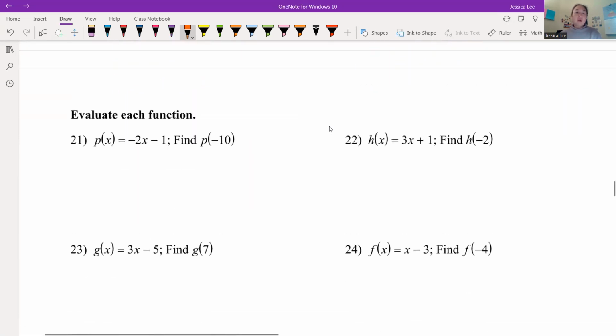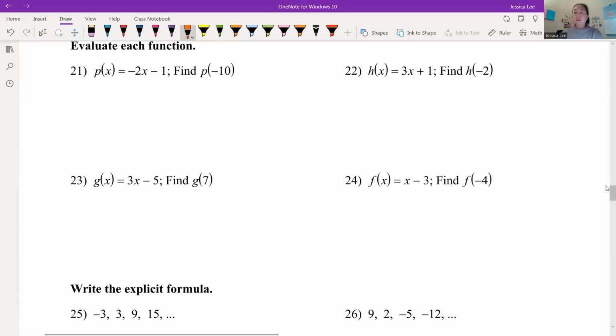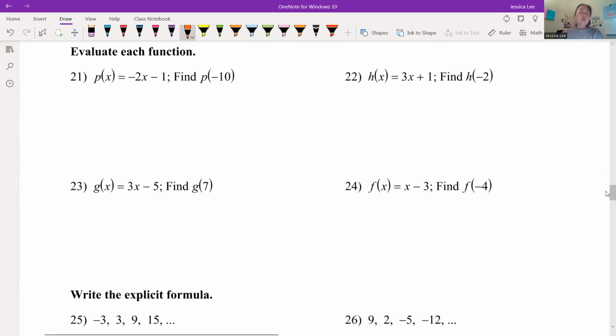All right, moving on. Now we're going to evaluate the function. We're exactly at the halfway point, guys. Good job. Okay, so here we go. p of x is equal to -2x minus 1. We want to find the value of a very specific x, in this case, -10. So notice instead of p of x, we got p of -10. So we're going to substitute -10 in for x. So we want to know what is the answer if we do that, right? Let's do a, for example.